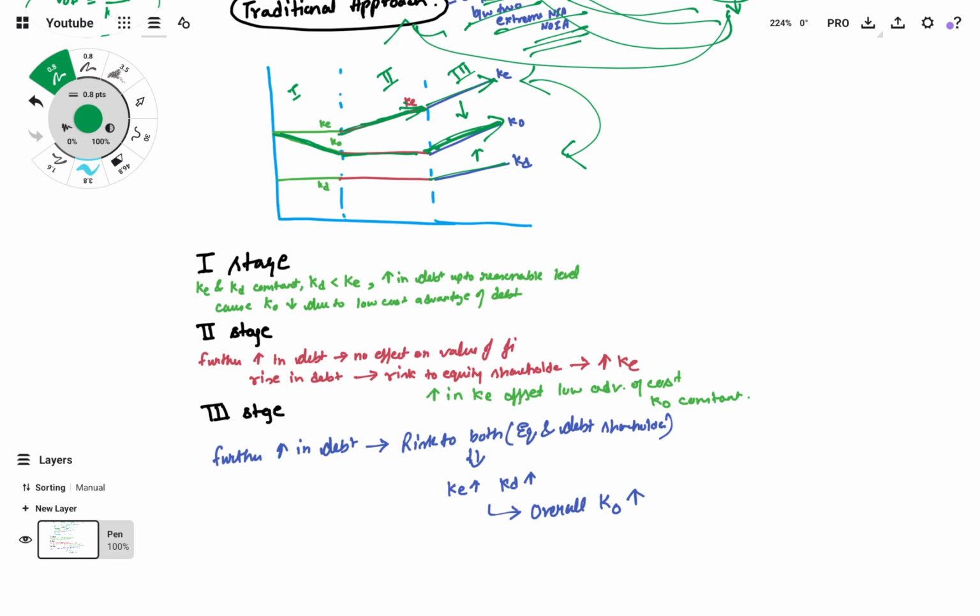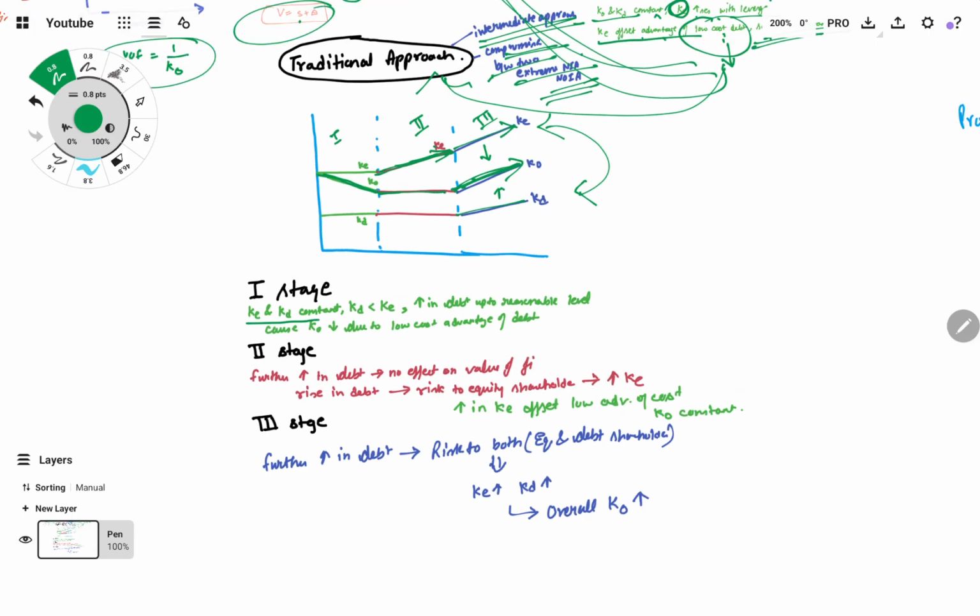These are very small points. First, the cost of equity and cost of debt are constant, which you can see here, and the cost of debt is less than the cost of equity. This is the most important assumption that I told you. Then an increase in debt up to a reasonable level causes the cost of capital to reduce. Here the cost of capital is reducing due to the low cost advantage of debt.